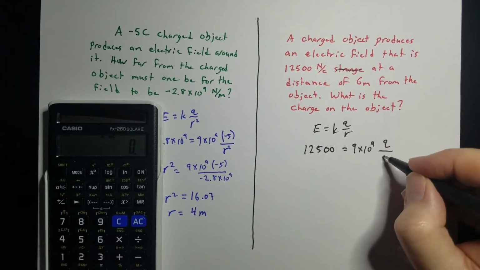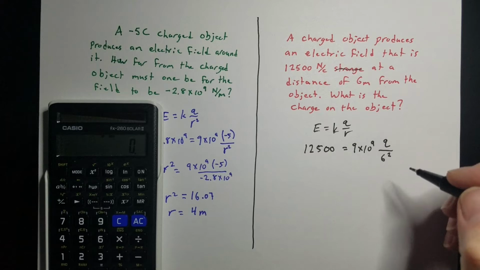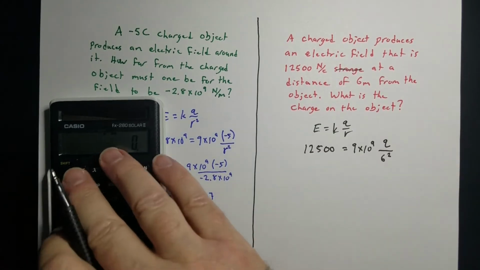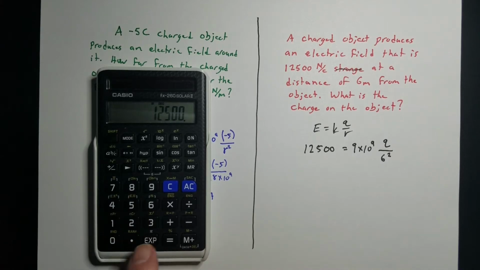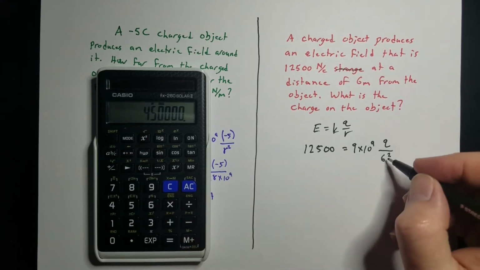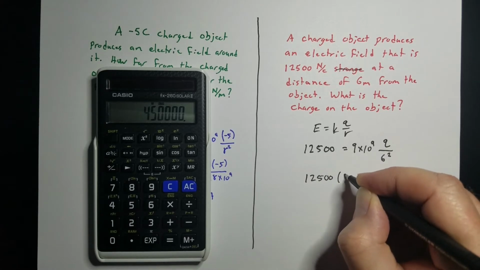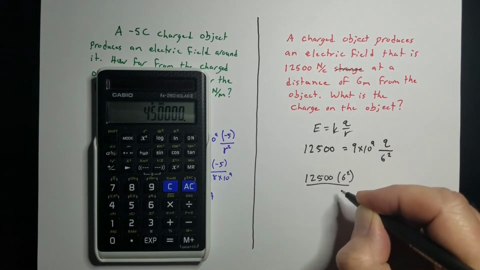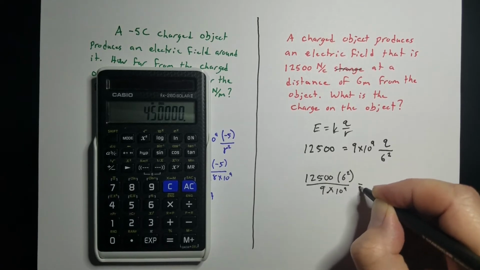Q, we don't know Q. But we do know it's 6 meters from the charge that we found this value of the electric field, and that's got to be squared. So now we just go ahead and work this. So 12500, and we go ahead and times 6 squared, because that comes up, so it'll be 12500 times 6 squared, and then we're going to divide by 9 times 10 to the 9th to get Q.